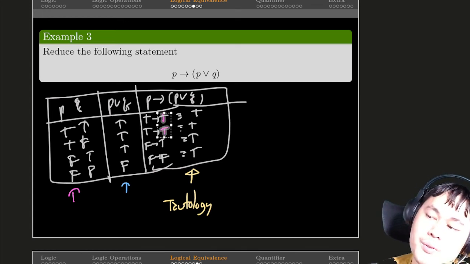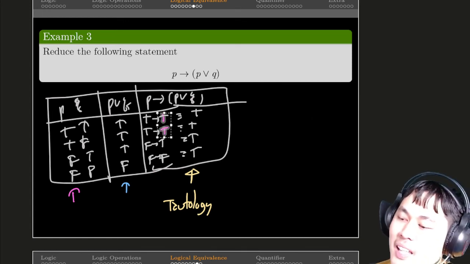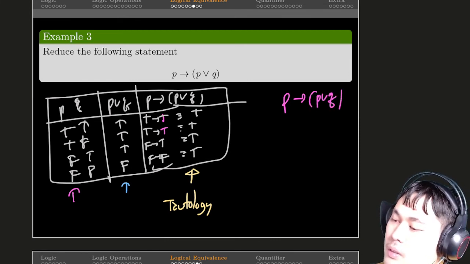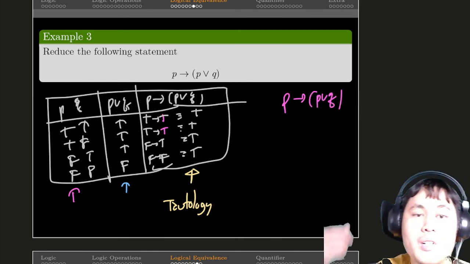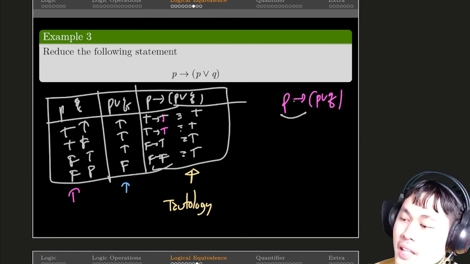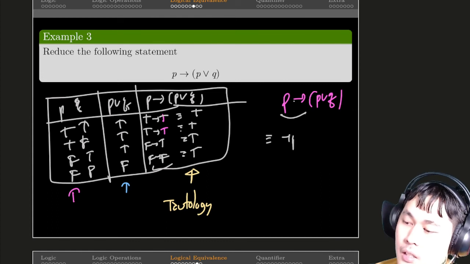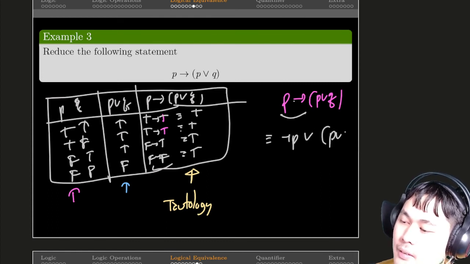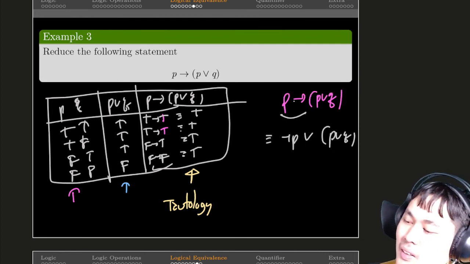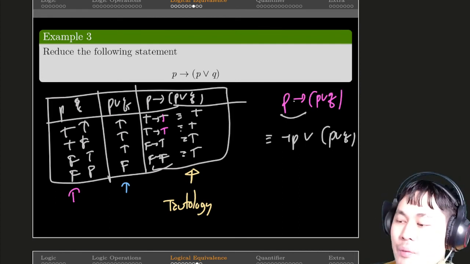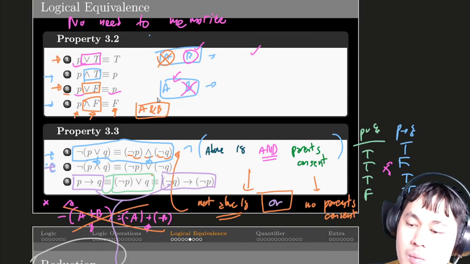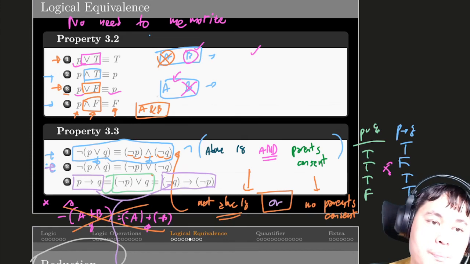Another way is to do the math. Again, you are not supposed to, you don't need to. Suppose you know that, this is how you do it. First we say that P then Q is equivalent to not P or Q. Former then latter is not former or latter. We saw that above in property 3.3.